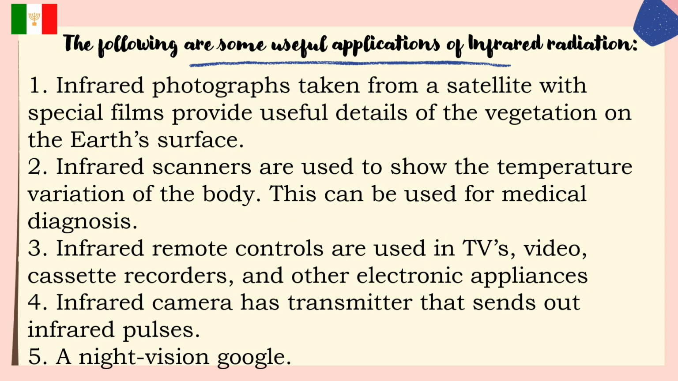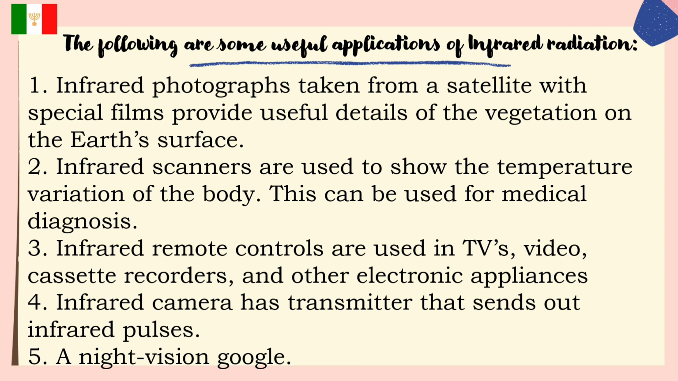The following are some useful applications of infrared radiation. Number 1. Infrared photographs taken from a satellite with special films provide useful details of the vegetation on the Earth's surface. Number 2. Infrared scanners are used to show the temperature variation of the body. This can be used for medical diagnosis. Number 3. Infrared remote controls are used in TVs, video cassette recorders, and other electronic appliances.